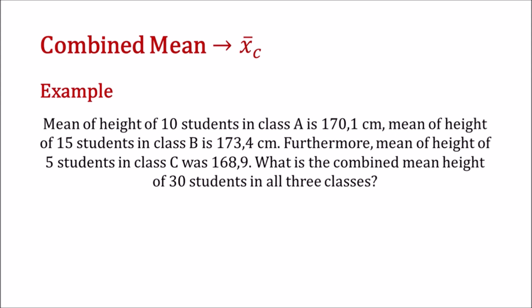Example. Mean of height of 10 students in class A is 170.1 cm, mean of height of 15 students in class B is 173.4 cm. Furthermore, mean of height of 5 students in class C is 168.9 cm. What is the combined mean height of 30 students in all three classes?